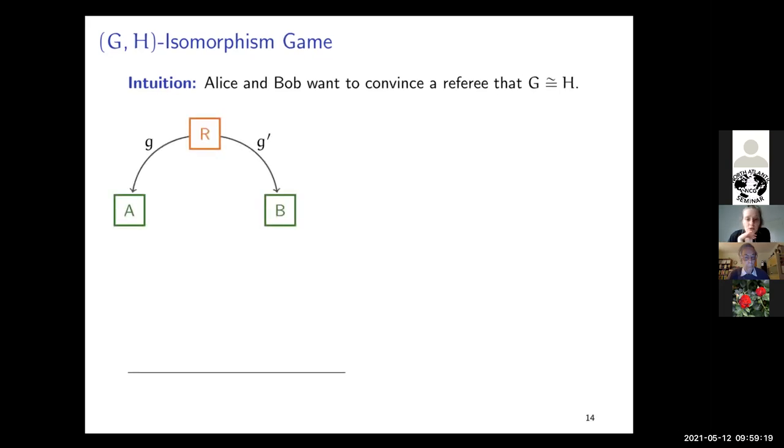So the game: the referee selects two vertices, g and g prime, from graph G, sends one to Alice and the other one to Bob. Then Alice and Bob need to respond with vertices from H.